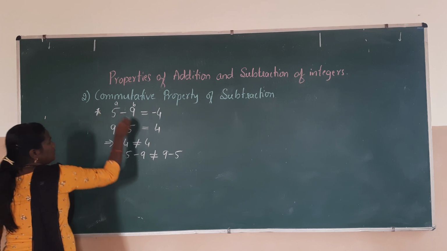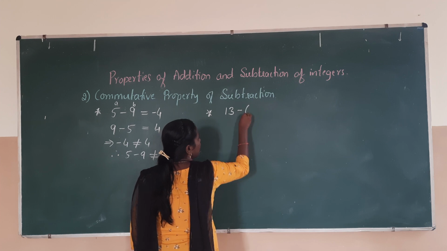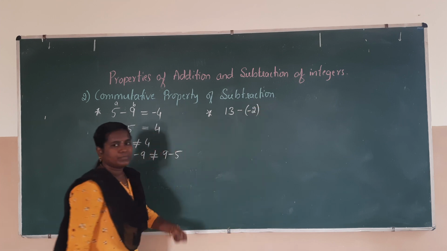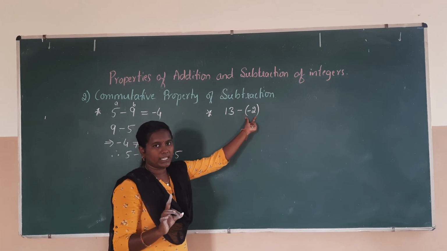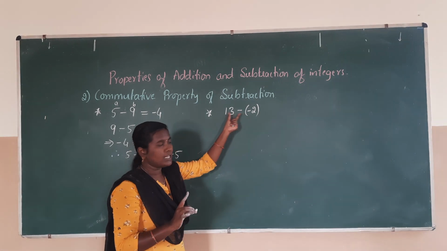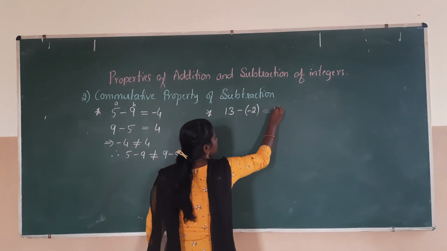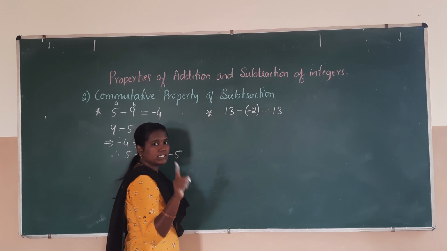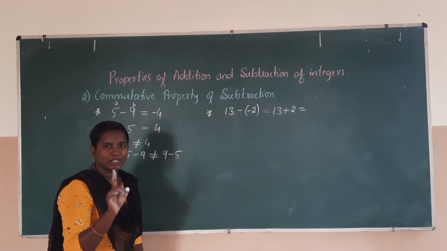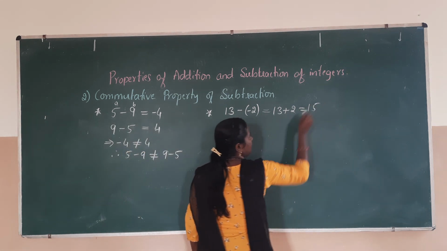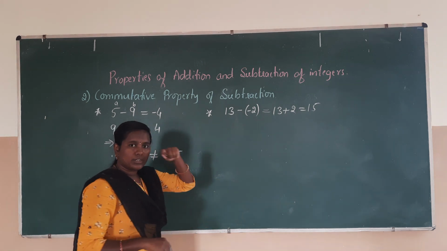We will take one more example. 13 minus of minus 2, where 13 is A and minus 2 is B. A minus B equals 13 as it is, minus into minus is plus, so it is plus 2. What is 13 plus 2? Of course, it is 15. Right? 15.